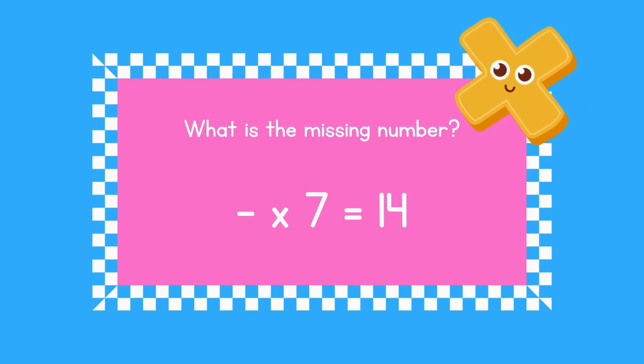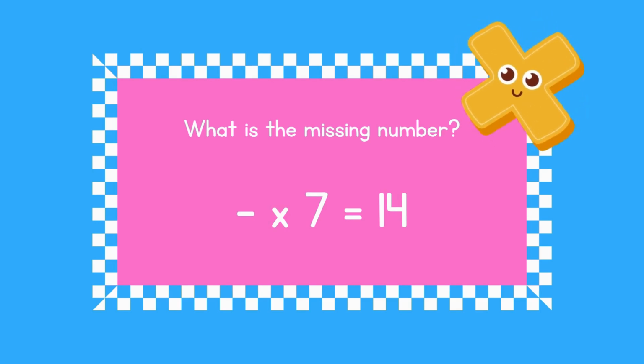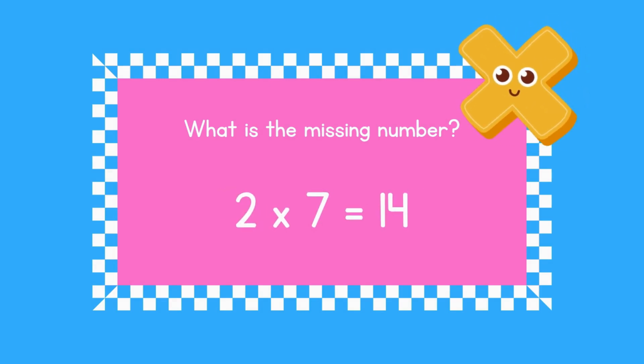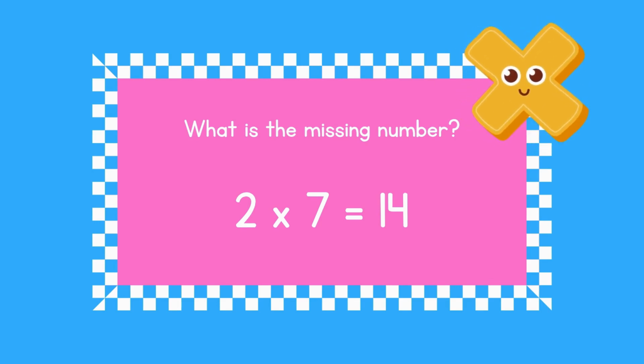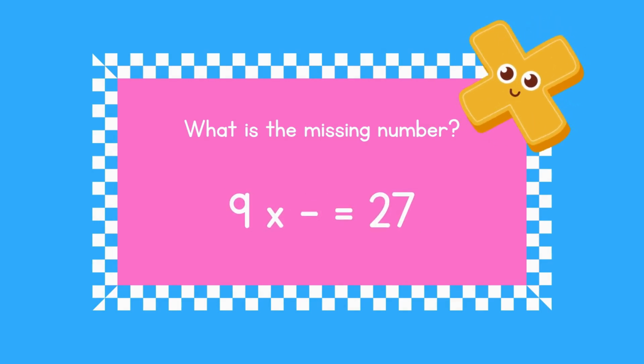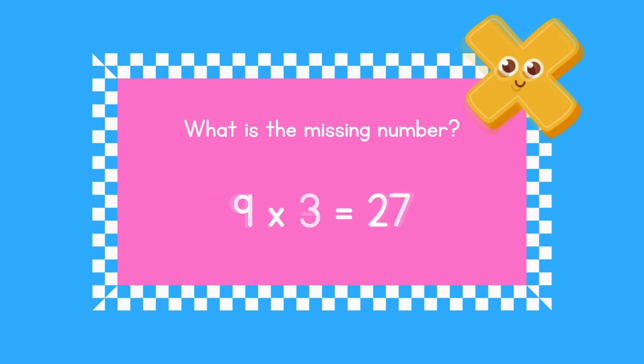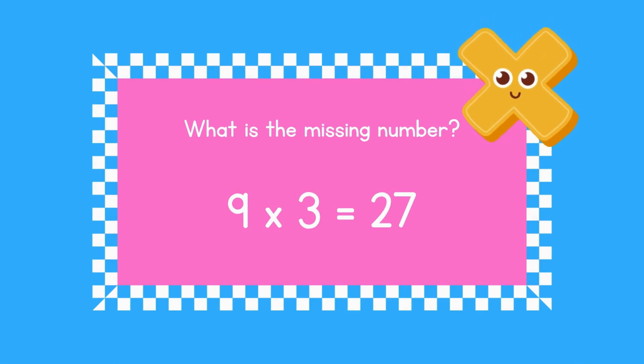Find the missing number. Two multiplied by 7 is 14. Find the missing number. Nine multiplied by 3 is 27.